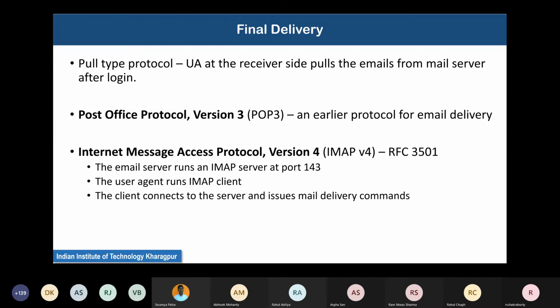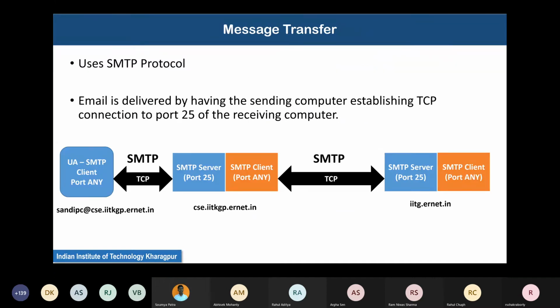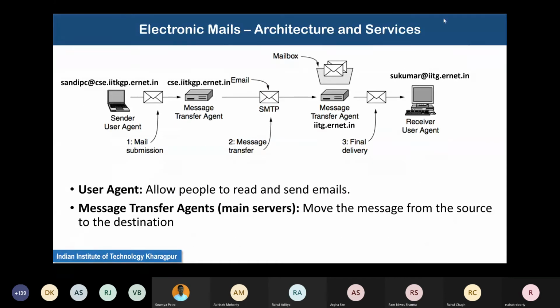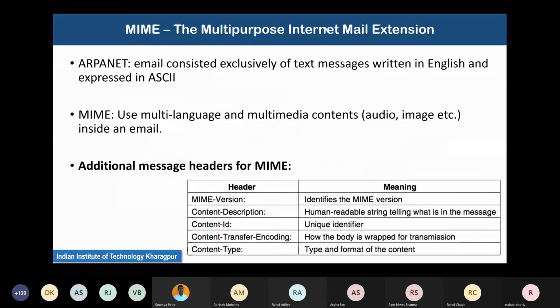Now we'll go to the final delivery part. In the final delivery, the user agent at the receiver side pulls the email from the mail server after login. So till now we have seen the delivery from the sender user agent up to the receiver mail server, which is shown on this right part of the program, but there is another step. This other step was the final delivery step, step 3. So this is now missing.